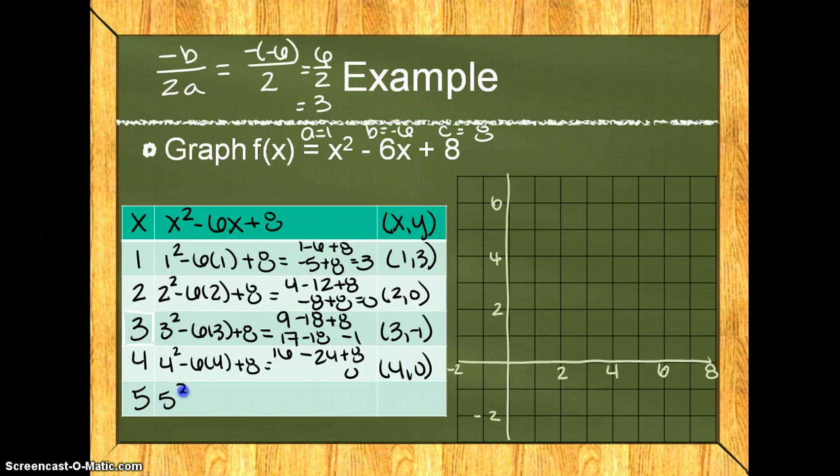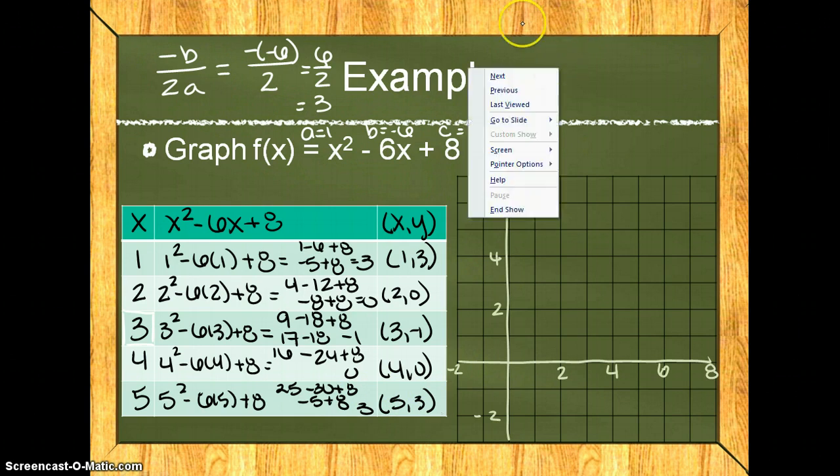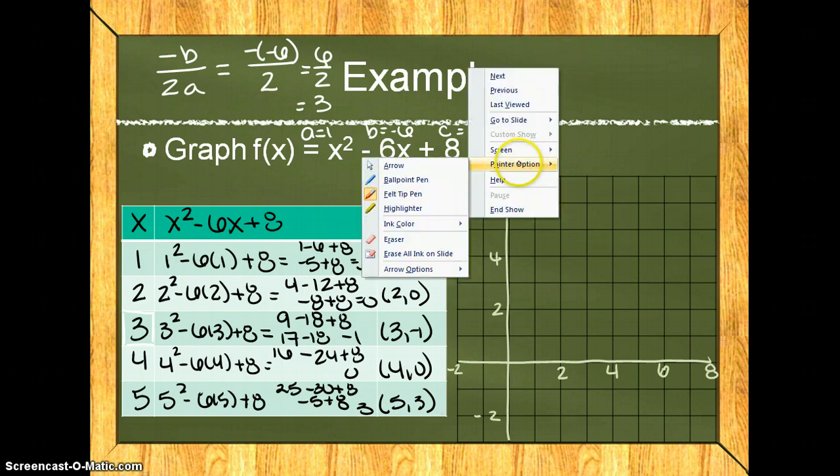Plug in 5. 5 squared minus 6 times 5 plus 8. That gives you 25 minus 30 plus 8, which is negative 5 plus 8, which again is 3, and you will get 5, 3. Once you have your 5 ordered pairs, you're going to plot all of them.